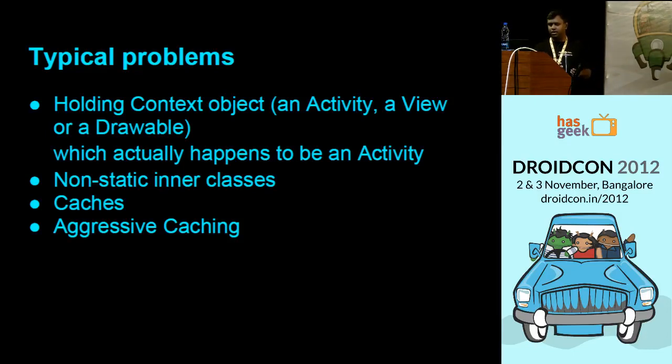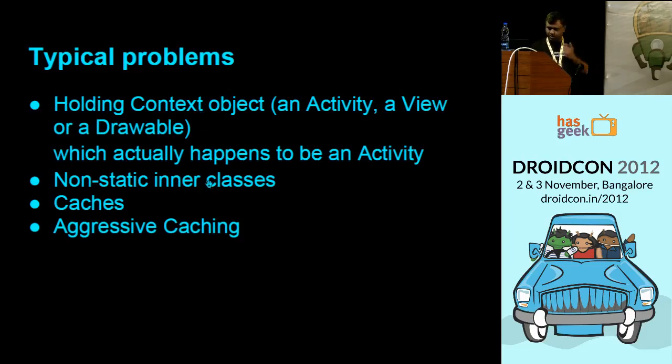This context object typically happens to be an activity, and the activity will hold the reference to all the view objects and everything down below. So these typically tend to be quite big. Suppose the user rotates the screen. Then the activity is invalidated and a new activity will be created. If you were holding on to references, these do not get garbage collected if you have held the reference in a static variable and things like that.